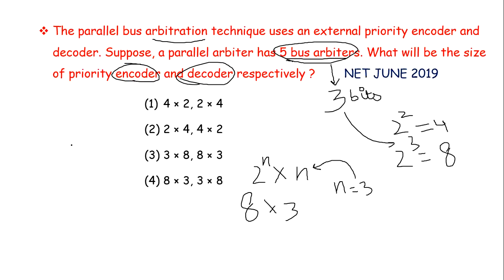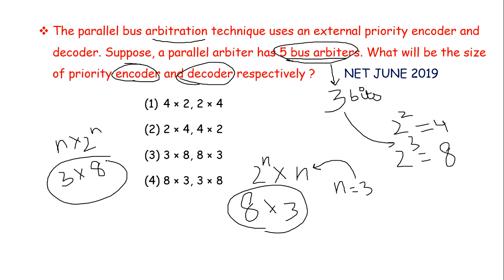In the same way, for a decoder, we have n input lines and 2 raised to the power n output lines. If we put n equals 3, we will get 3 input lines and 2 raised to the power 3, that is 8 output lines. So the size of the encoder will be 8 by 3 and the size of the decoder will be 3 by 8. If we see our options, option 4 is our correct answer, that is, the size of the encoder is 8 by 3 and the size of the decoder is 3 by 8.